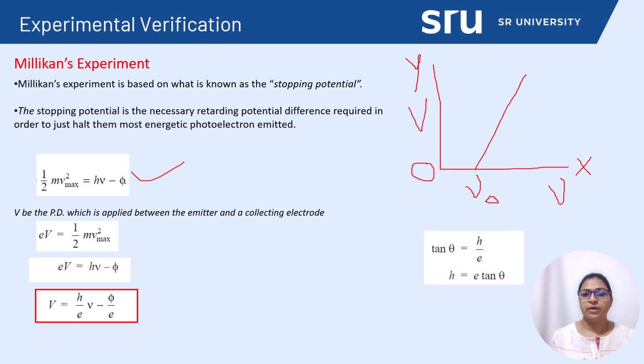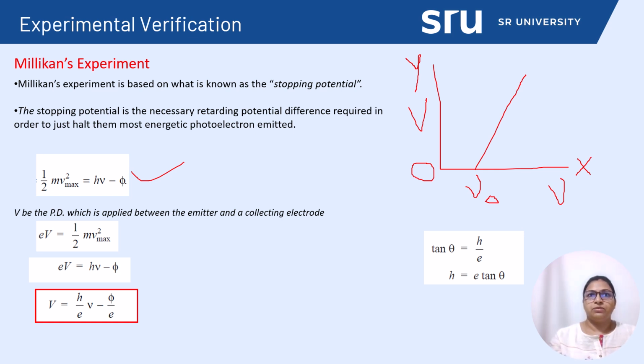Tan theta is equal to h by e, so h is equal to e tan theta. Since h is the Planck's constant, it can be calculated from this by knowing the theta value. The intersection with the x-axis gives the value of the threshold frequency nu naught for a given emitter. From this, the photoelectric work function phi can be calculated.